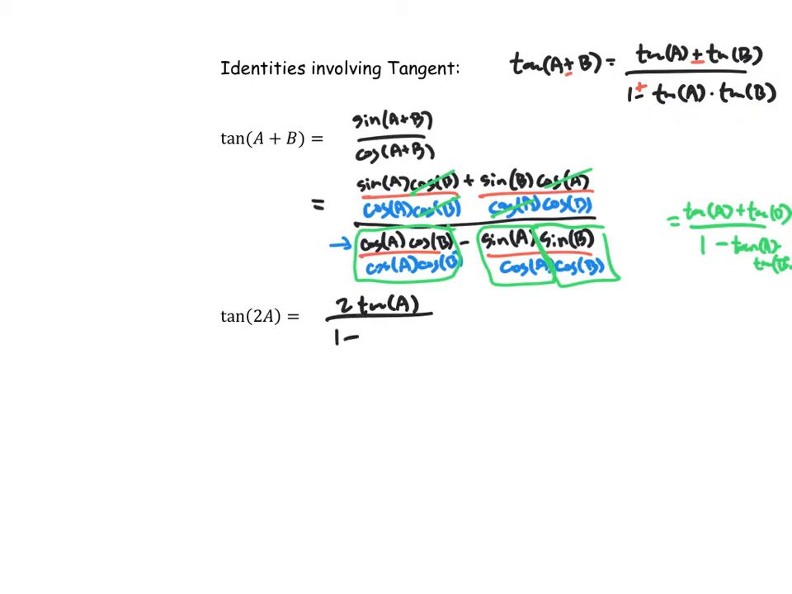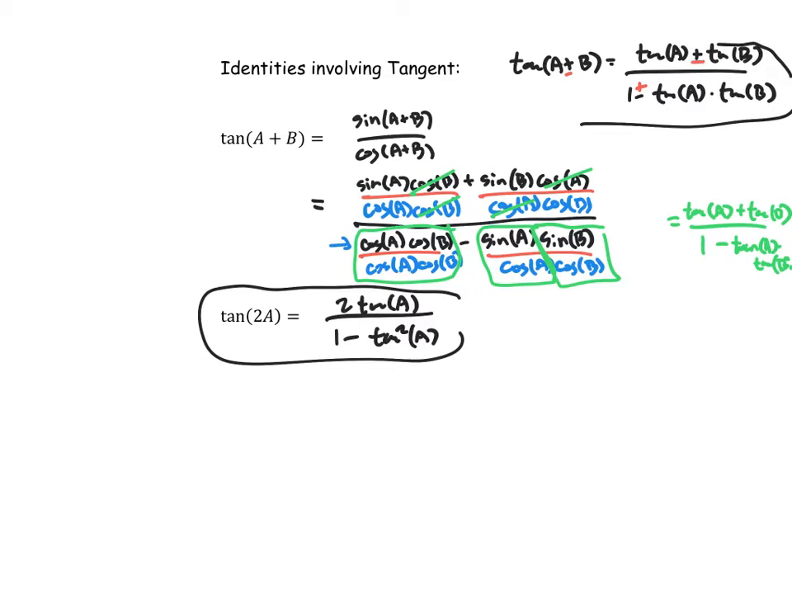Nothing would change with the 1, but then we would have, instead of tan a times tan b, tan a squared, or tan squared a. So there you have it. That's your identity for tan 2a. Here's your identity for the compound tangent identity.